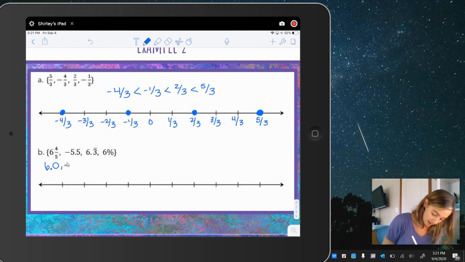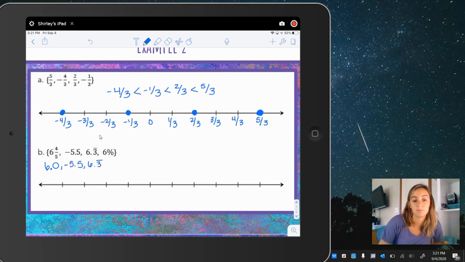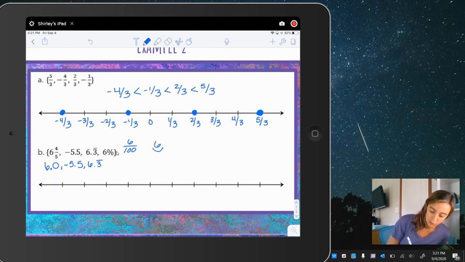And then I have negative 5.5 that's going to stay there, 6.3 repeating. And now I want to write my percent. So a couple different options. If you remember how to go from a percent to a fraction, percents are always out of 100. So I have 6 over 100. You can keep reducing that if you want. You can divide it out. Or if you can remember 6, you just move your decimal 2 spaces. So now I have 0.06.